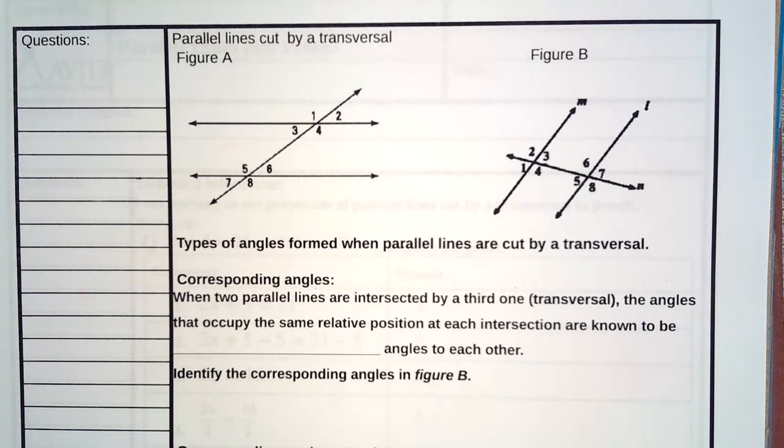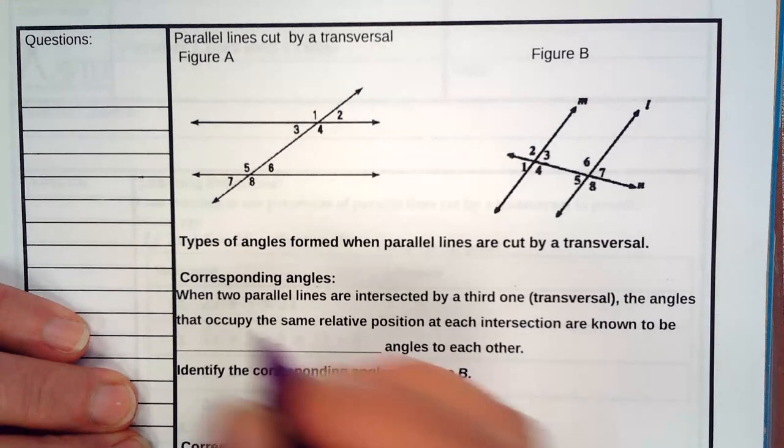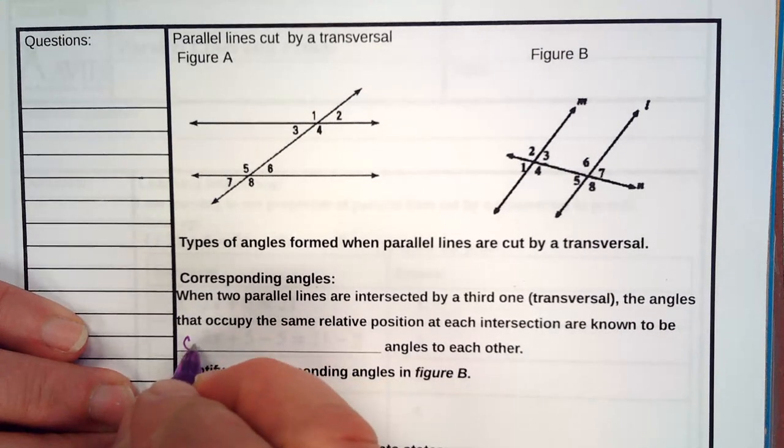You've got figure A and you've got figure B. Both of those are parallel lines cut by a transversal. So, there are several different types of angles formed when parallel lines are cut by a transversal. The first we're going to look at is the corresponding angles. When two parallel lines are intersected by a third one, which is the transversal, the angles that occupy the same relative position at each intersection are known to be corresponding angles to each other.